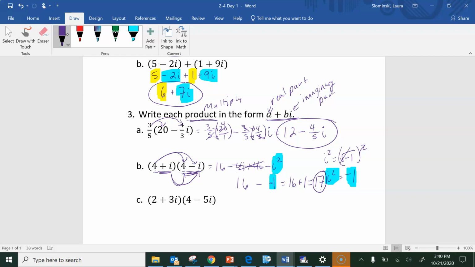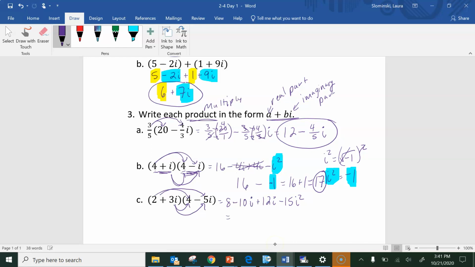Okay, last but not least, let's try one more. Distribute 2 to the 4. 2 times 4 is 8. 2 times negative 5i is minus 10i. Okay, in this case, I go inside times inside. 3 times 4 is 12, so plus 12i. And finally, 3 times negative 5 is negative 15, but i times i is i squared.